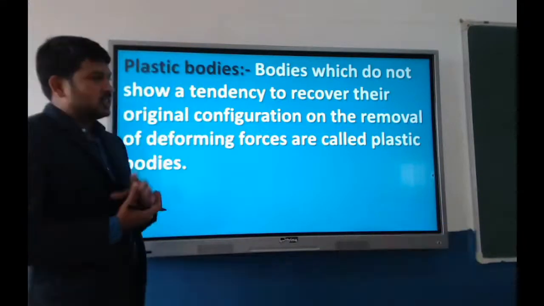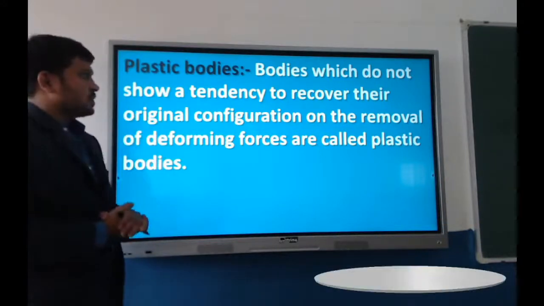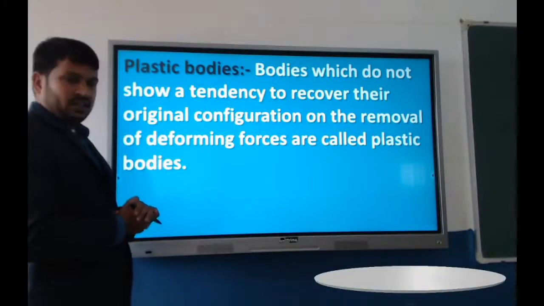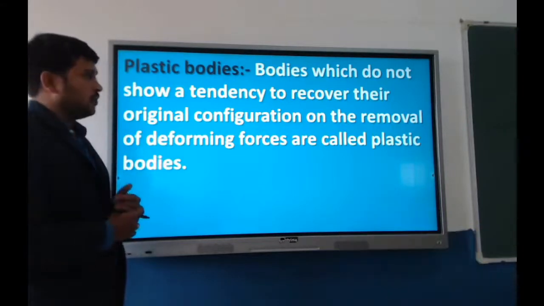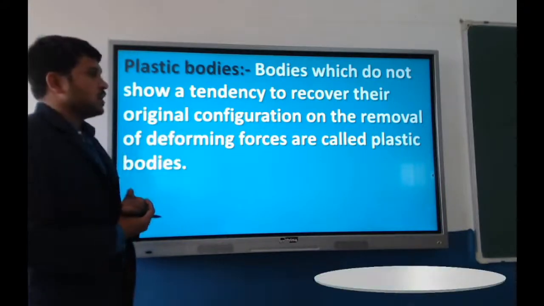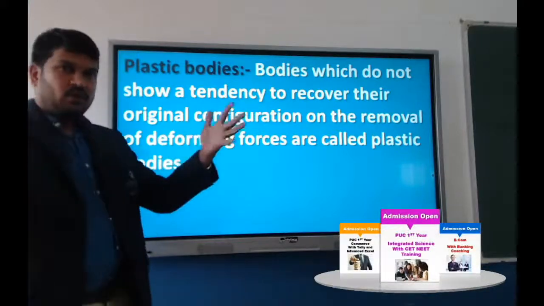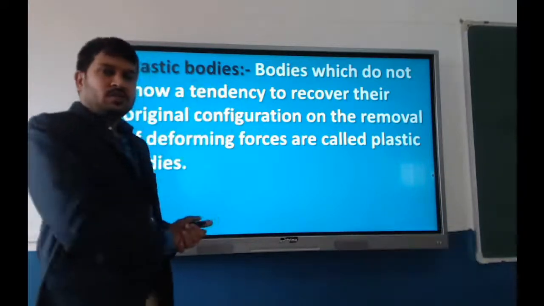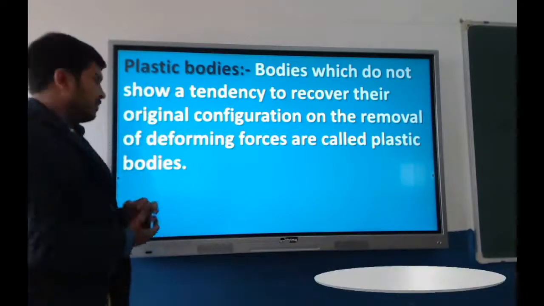Now I will give the definition. The body which does not show any tendency to recover its original configuration on removal of the deforming force is known as a plastic body. When you remove the force, it does not come back to its original position. Such a body is known as a plastic body.